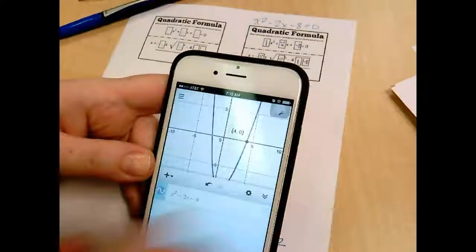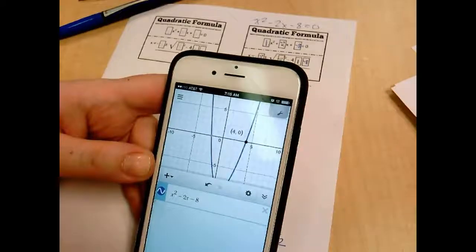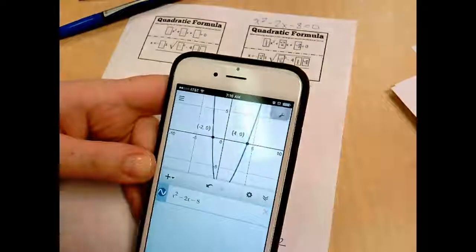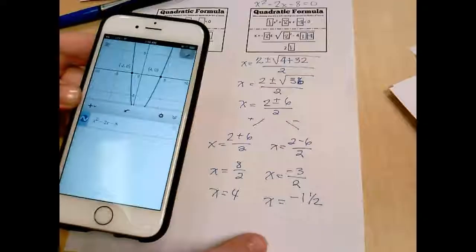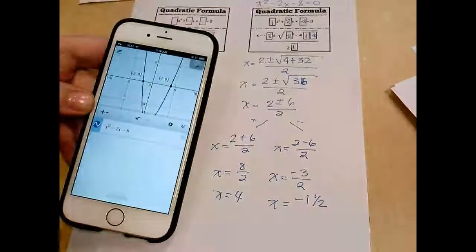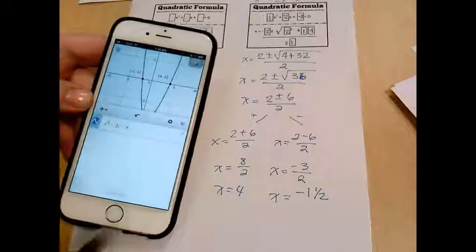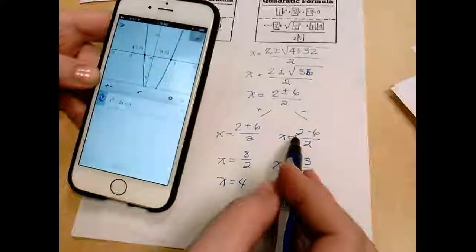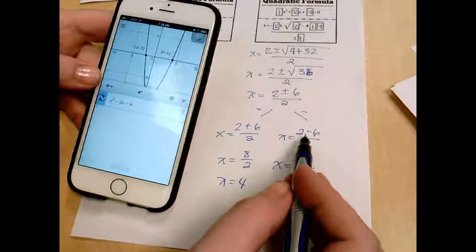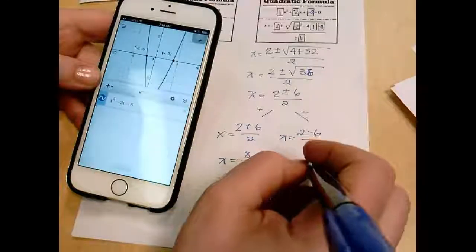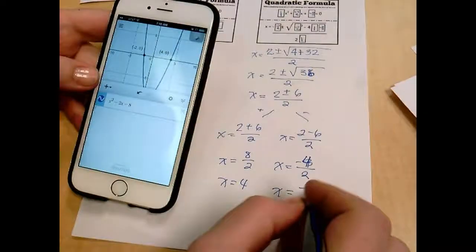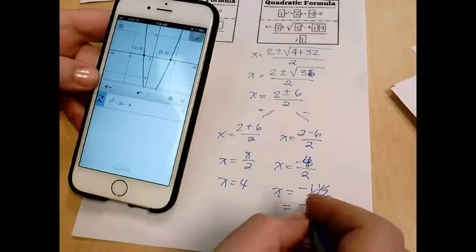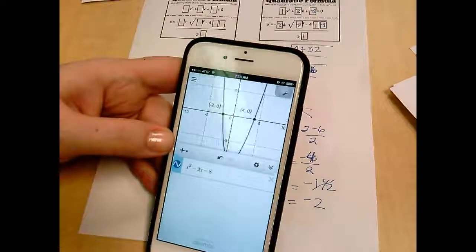And when I put my mouse over there, you'll notice it's crossing at 4 and 0. I clicked right there. And it's also crossing at negative 2 and 0, which is not the same answer as what I had on my sheet. So I want to run back and try to see where I made an error. So if you notice right here, 2 minus 6 should have been negative 4, not negative 3. So when I correct that to negative 4, it changes this answer to be negative 2. And then my zeros match with what they should be.